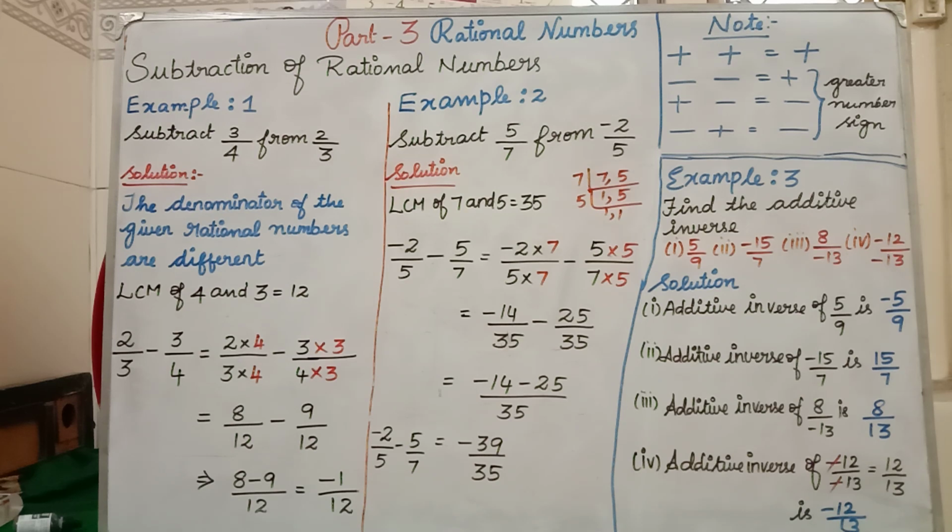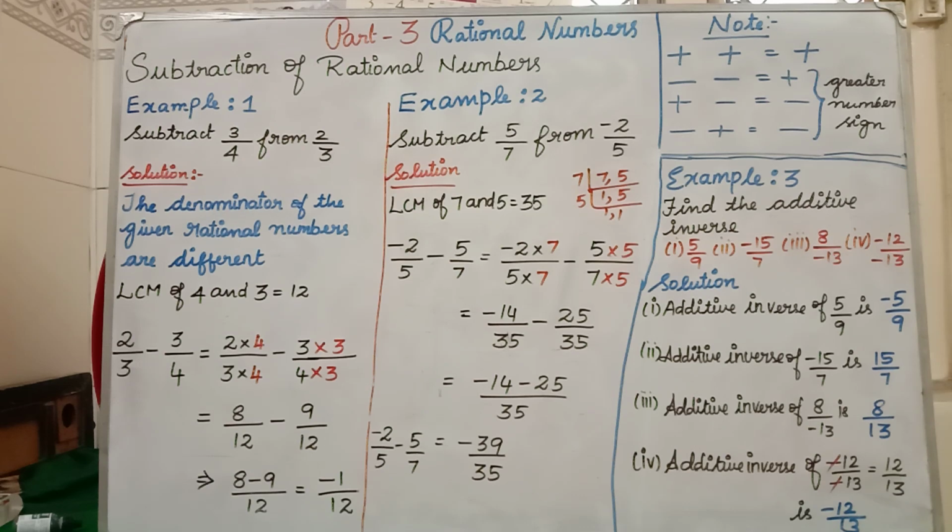1. After subtracting, what do we have to do? We have to see the greater number. Among these two, which is the greater? 9. So for that 9, what sign are we having? Minus. So our answer is minus 1 by 12. Clear? All of you clear, children?